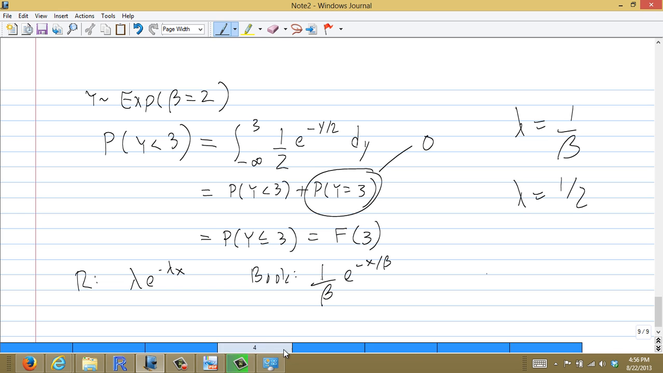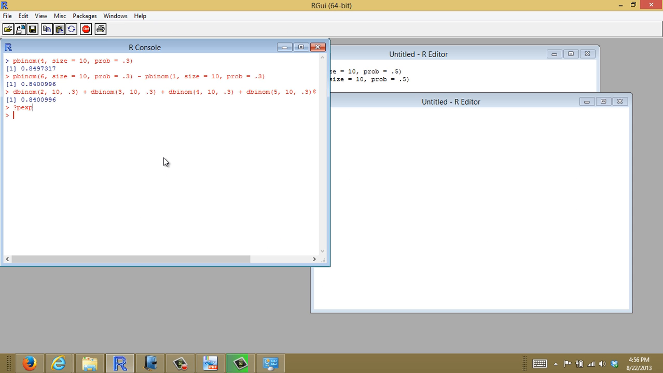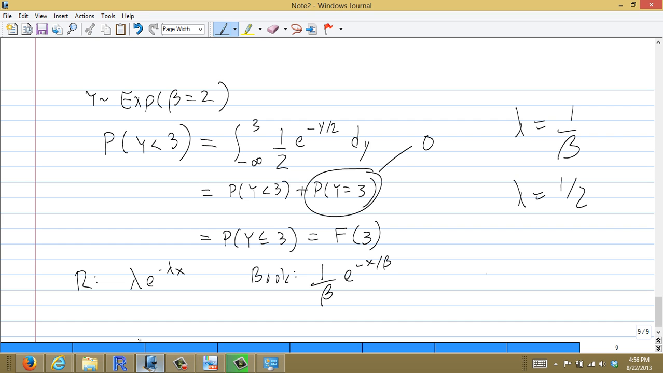So we go to R, and we use p because p stands for probability, or CDF. So pexp, and the upper bound, or the value that we want for our CDF, is the value 3, and the rate is equal to 1/2. So the CDF evaluated at 3 for our distribution is equal to approximately 0.78.